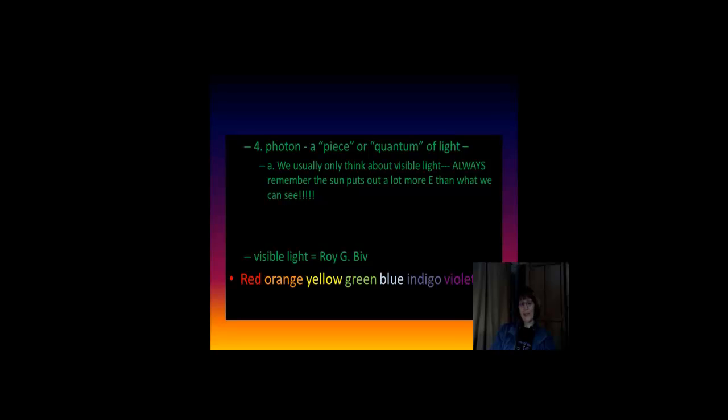But anyway, a photon is like a piece or a little packet, a little quantity of light, and they call it a quantum. We usually only, again, think about visible light, but remember, all the energy given off by the sun, we could talk about in terms of photons. So the part we can see would be the colors of the rainbow. Roy G. Biv: red, orange, yellow, G, green, B-I-V, blue, indigo, violet.